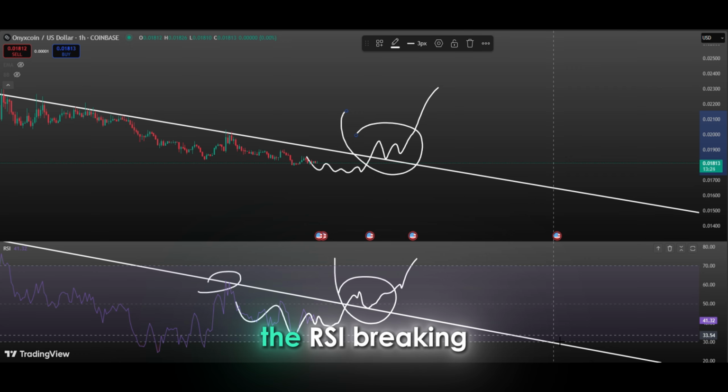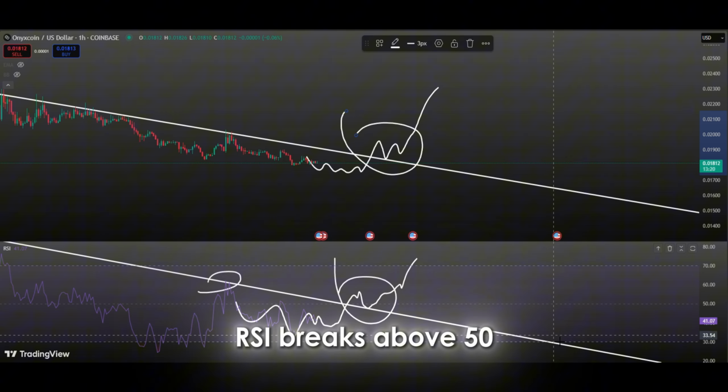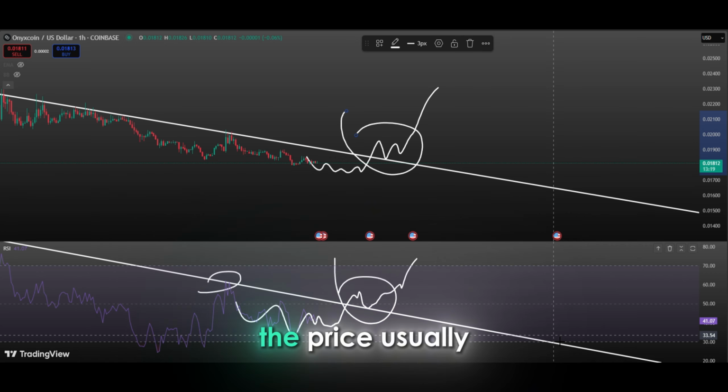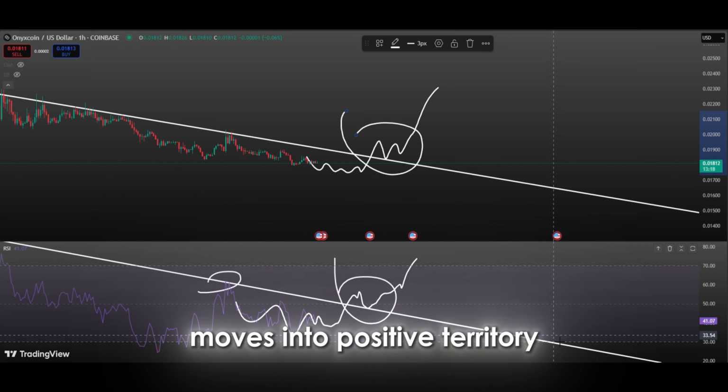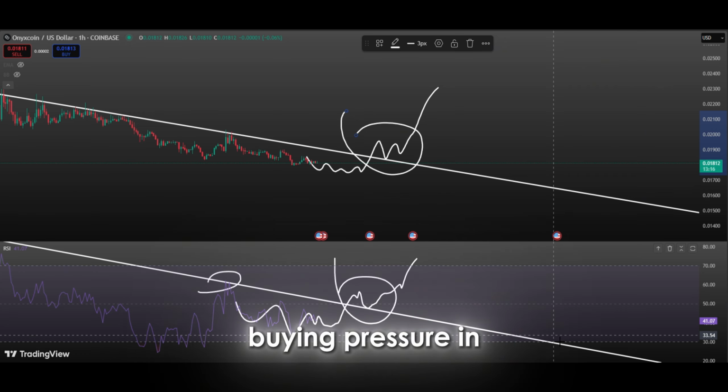Moreover, the RSI breaking trend lines is important not only for the change in direction, but also for the strength of momentum. Because if the RSI breaks above 50 and breaks the downtrend, the price usually moves into positive territory, and investor confidence increases. This strengthens the buying pressure in the market.